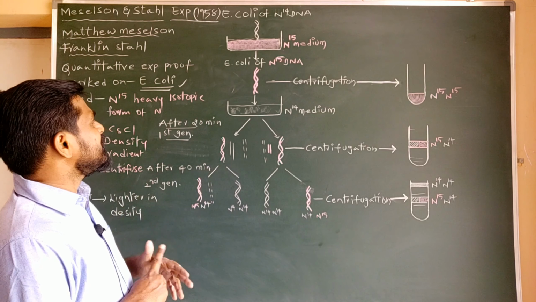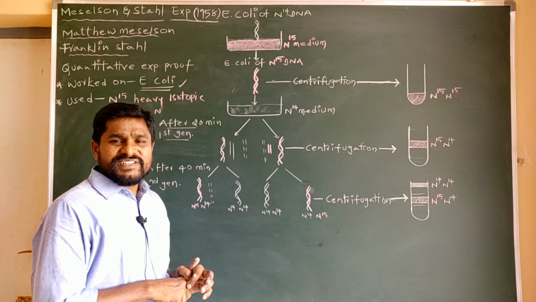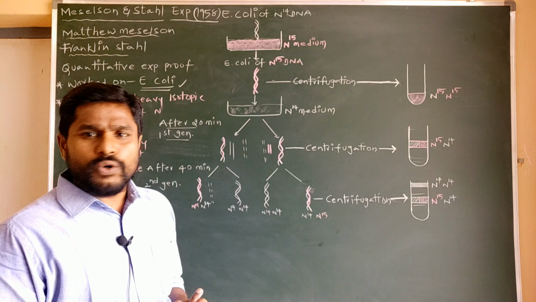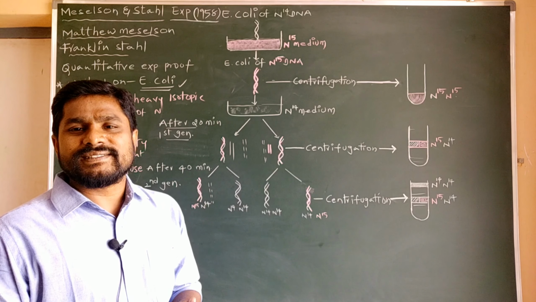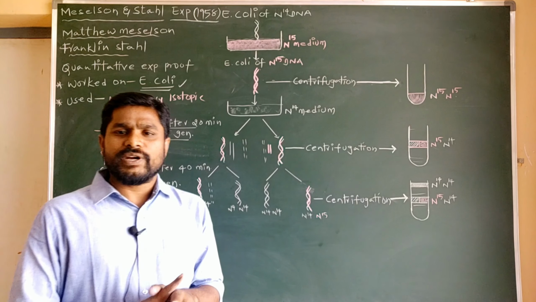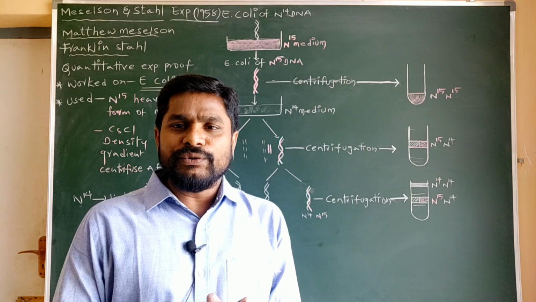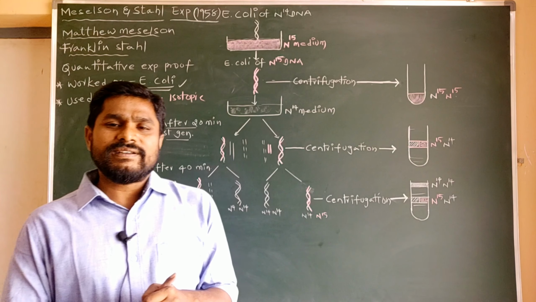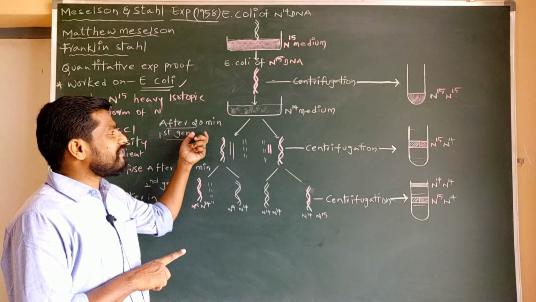So they continued their experiment further. They allowed these E. coli cells of N15 DNA to grow on N14 medium for about 20 minutes first. Here, 20 minutes is the generation time for an E. coli cell. That is, an E. coli cell can divide to give 2 E. coli cells, and it takes 20 minutes. That is the generation time.